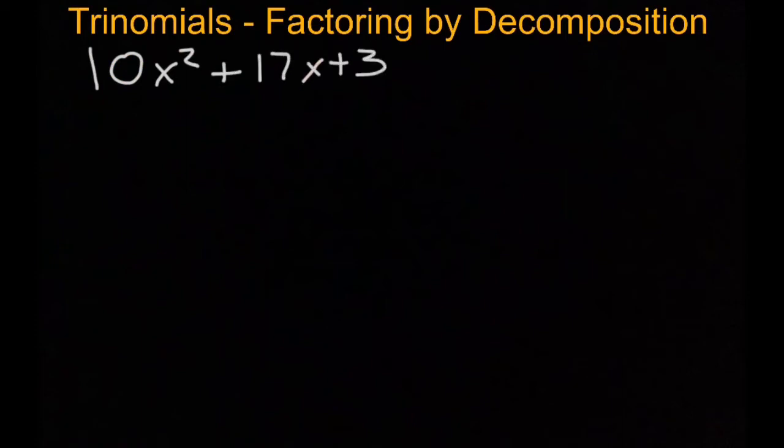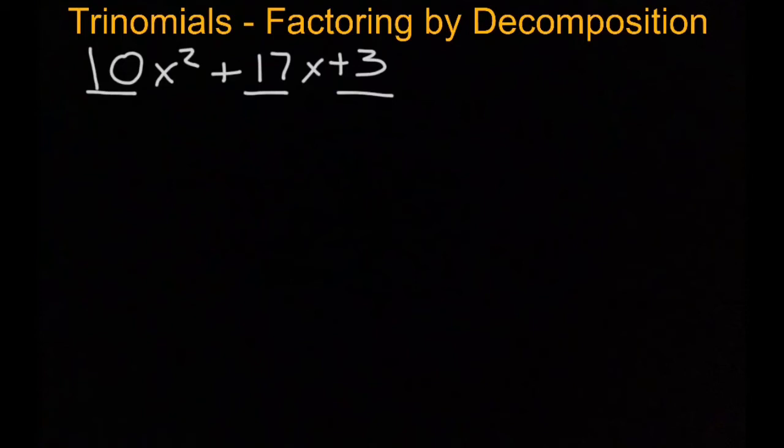Let's say we have 10x squared plus 17x plus 3. How would you factor this? So our first step is to find two numbers that add up to 17 and multiply to the product of 10 times 3. What two numbers can add up to 17 and multiply to 30?